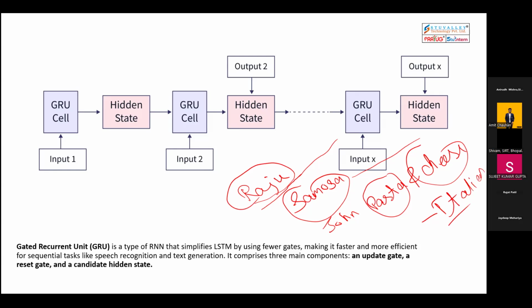So John is Italian, but if you see, Raju's famous food is the samosa, so he belongs to India. If you give fill-in-the-blanks to your LSTM, here also it will identify, it will memorize Raju samosa and again pasta, again cheese. But in this sentence you don't require the first one.